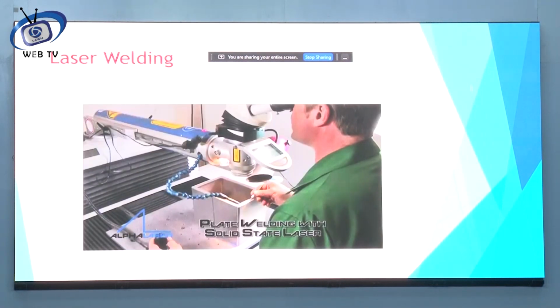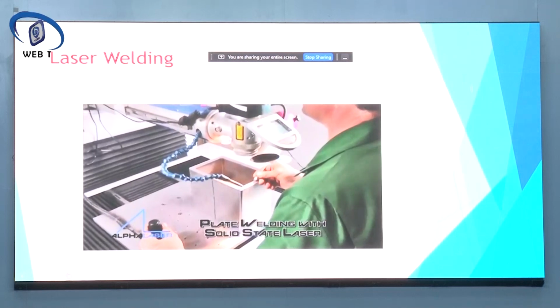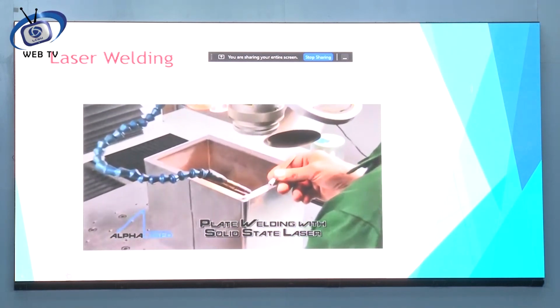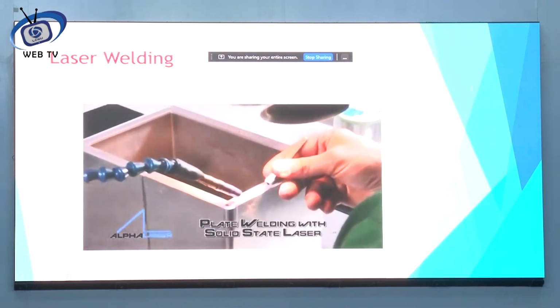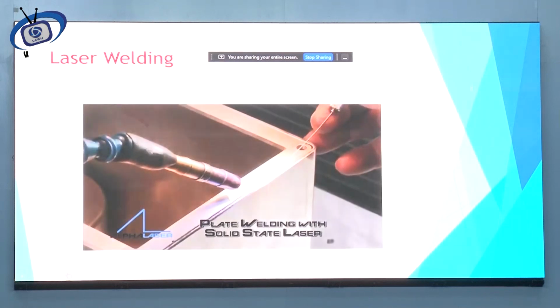So laser is also used for welding. Hard materials can be welded together with the help of laser, like tungsten, molybdenum, and stainless steel.